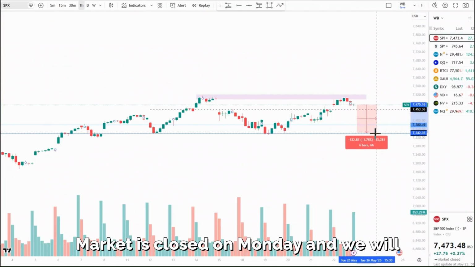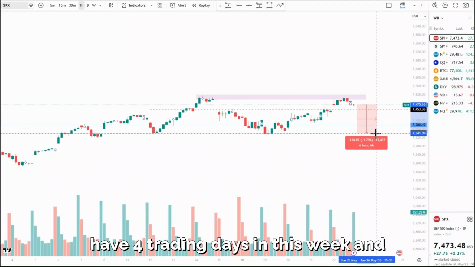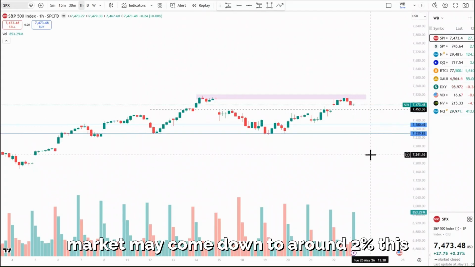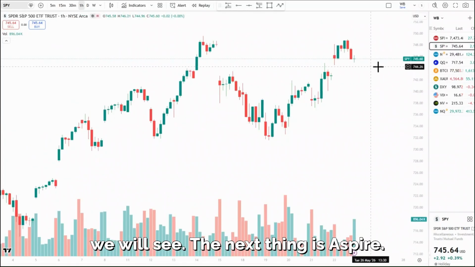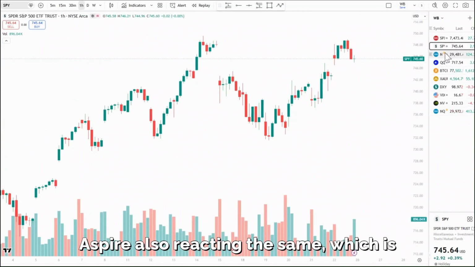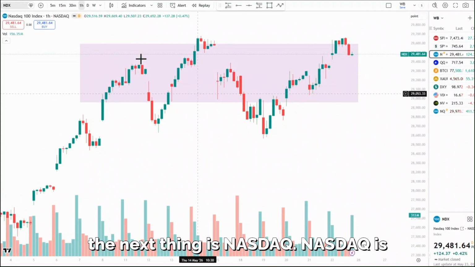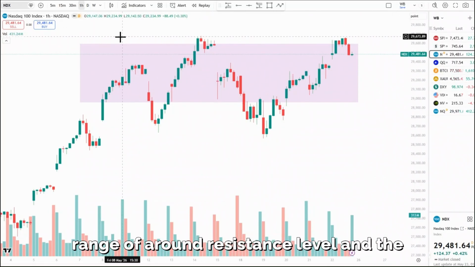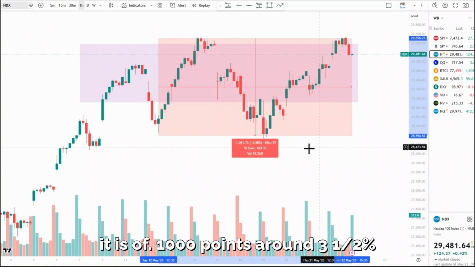The market is closed on Monday and will continue from Tuesday. We have 4 trading days this week, and the market may come down around 2% by the end of this week. The next thing is SPY, the S&P 500 ETF, which is also reacting the same. Then the Nasdaq is trading in a range, around the resistance level, and the range is around 1000 points, about 3.5%.